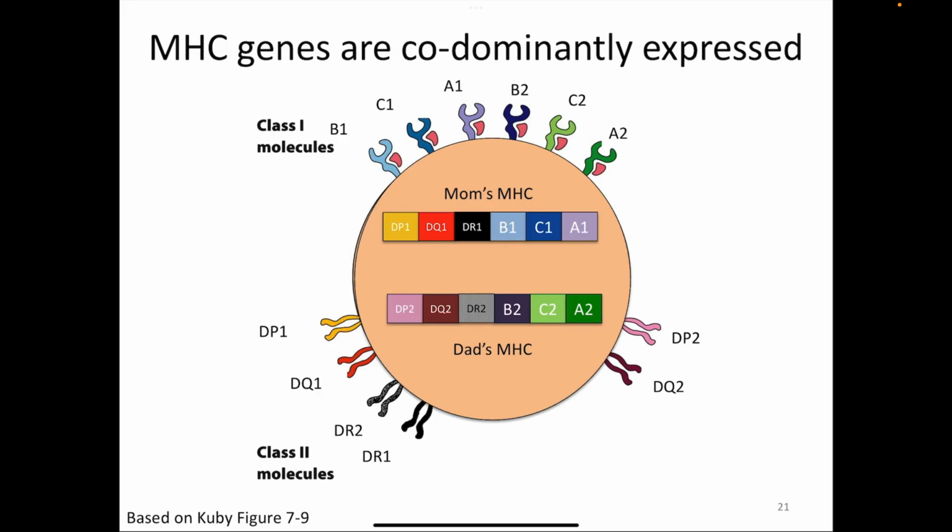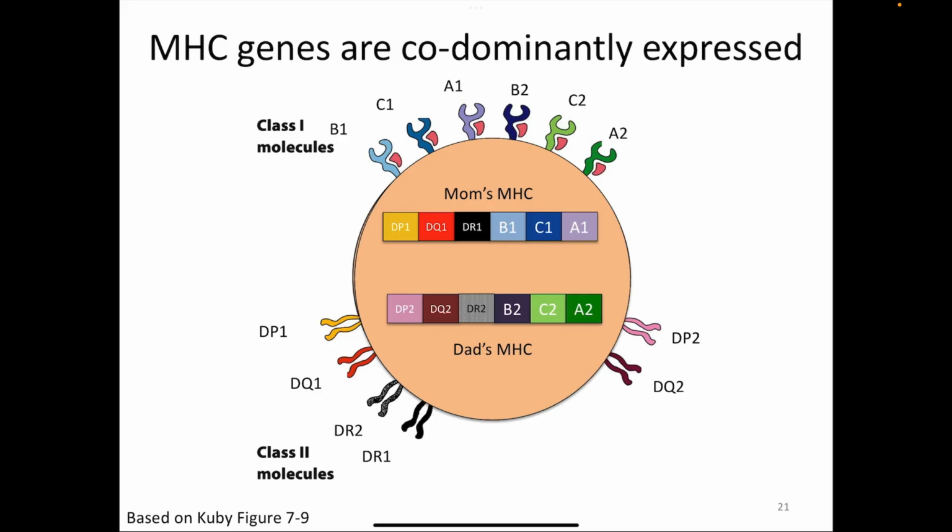And what's really interesting about these molecules is that they are codominantly expressed. What that means is that you make all the proteins. It's not that you make one or the other, you make them both. So if you look at the surface of one of your cells, you would have two HLA-As.